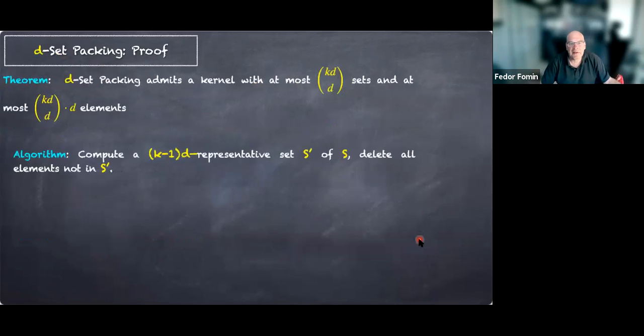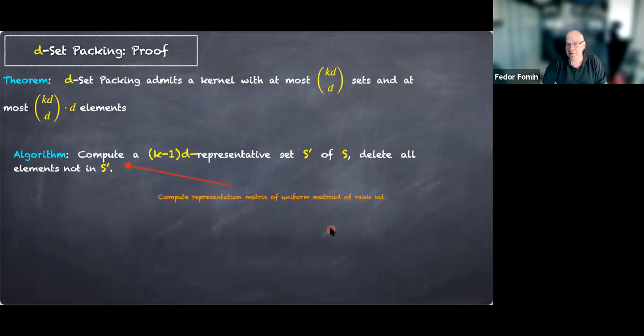Okay, so then here is the algorithm, which is a little bit more tricky, right? Instead of computing k representative sets, I am computing a larger set of representative sets. These are (k minus 1) times d representative sets. And again, I compute this family of sets S prime, and then I delete all elements which are not in this family S prime.